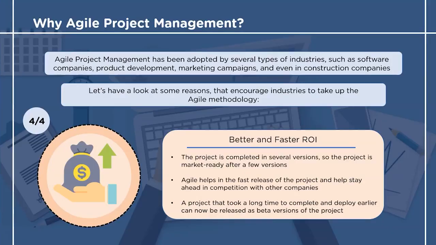Another significant reason for Agile project management is better and faster return on investment. The project is now developed in several sprints and each sprint has its own version. Therefore, the project becomes market ready after a few sprints only. Since the projects can now be released with ease and in shorter duration, this helps the organization to stay ahead in competition with respect to other organizations which have still not moved to Agile methodology.